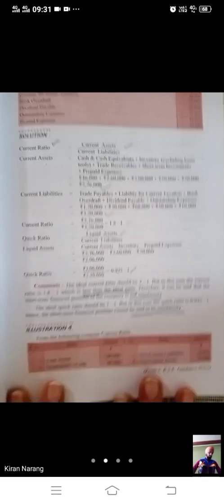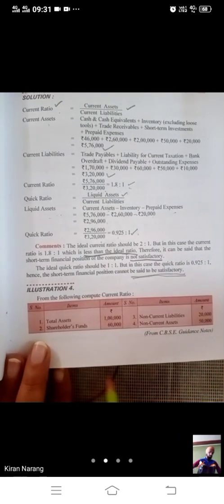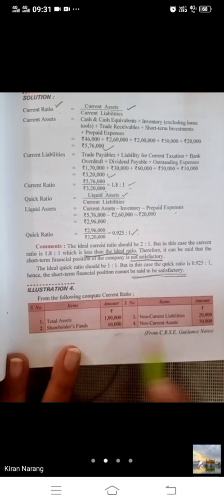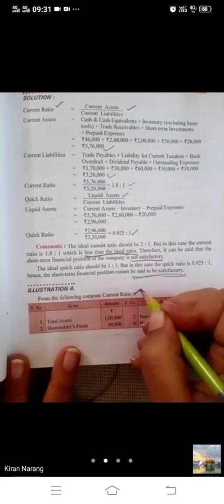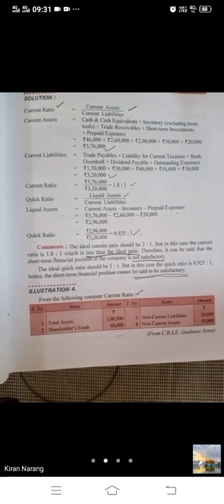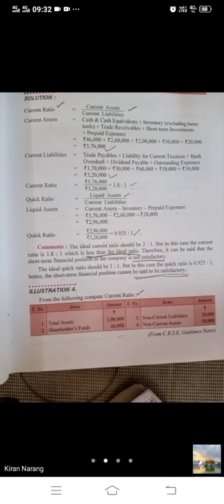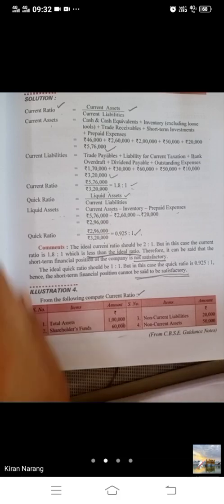Now have a look at the fourth question. This is a little bit different. Total assets, shareholders funds, non-current liabilities and non-current assets, only 4 items are given to you and you have to calculate the current ratio. How will you calculate it now? No current assets are given to you, no current liabilities are given to you.